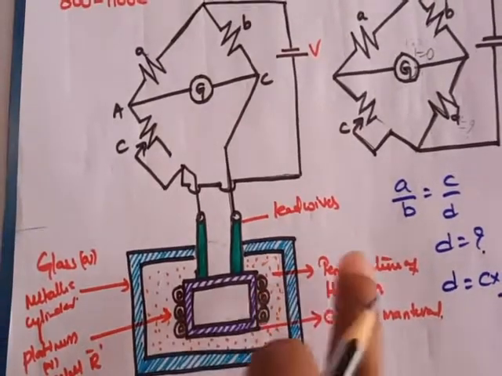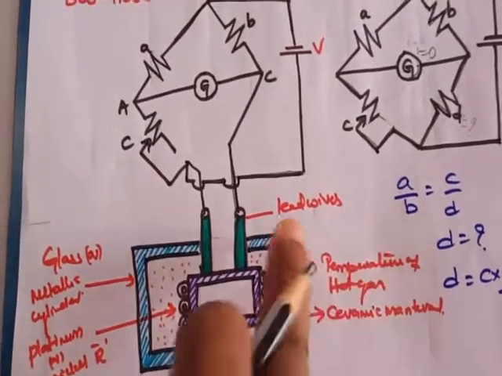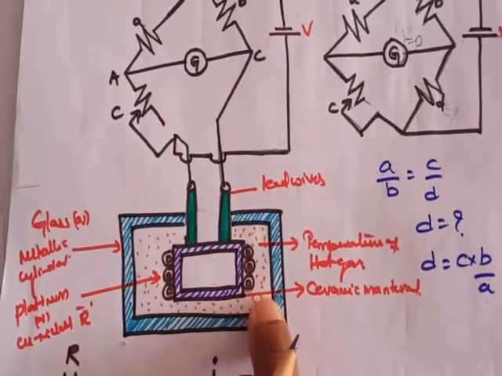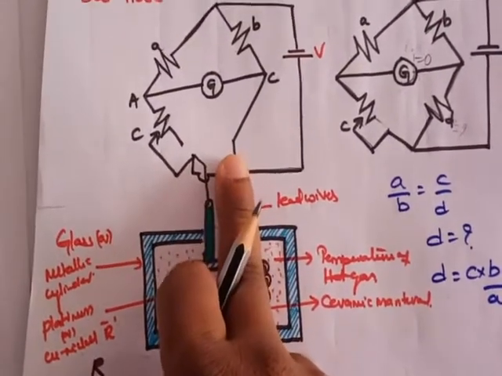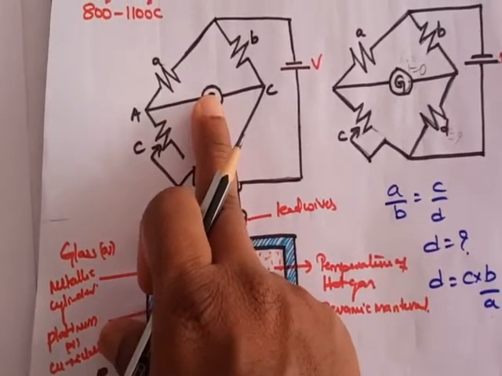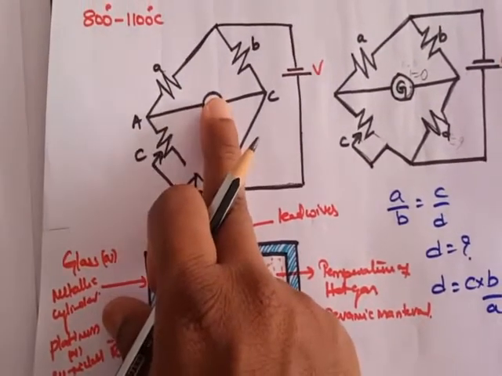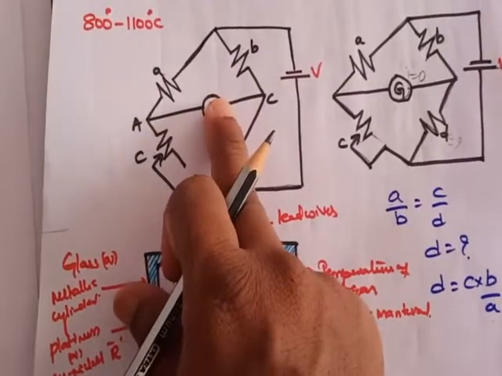The hot gas whose temperature is to be measured is supplied into this chamber. Whenever you supply it into this chamber, the value of the resistor gets changed. So it shows some deflection in the galvanometer. What we have to do is make the bridge balanced.